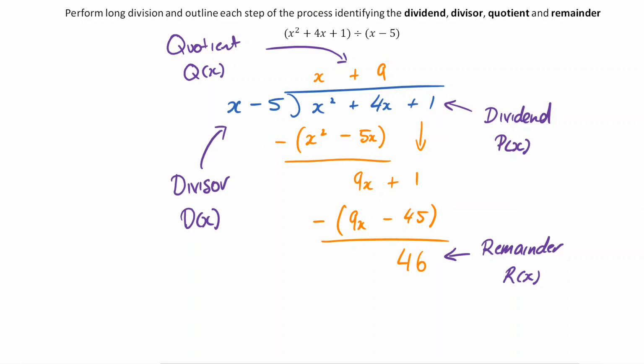So just to repeat this, we've got our quotient here. We have our divisor, and we have our dividend. And then last but not least, we have our remainder down here. So there are 4 different parts that you need to really commit to memory.